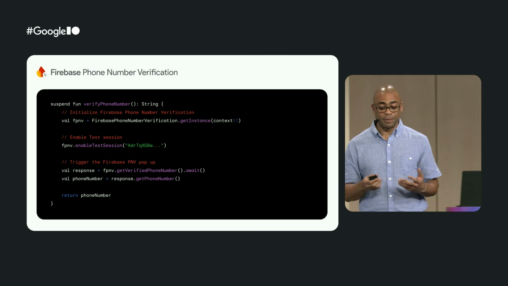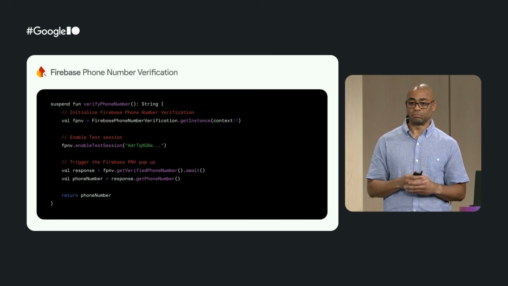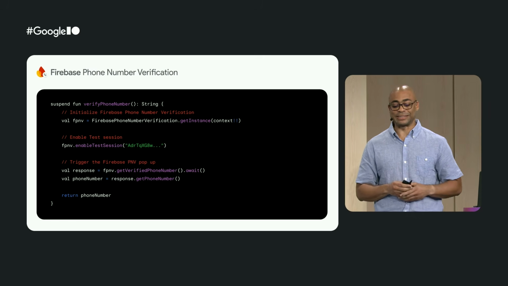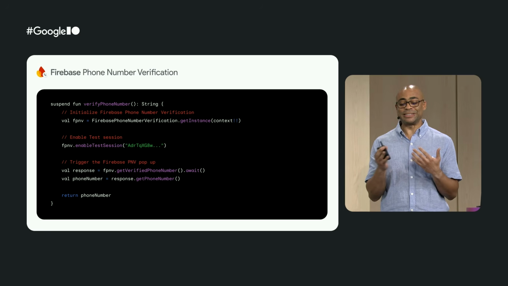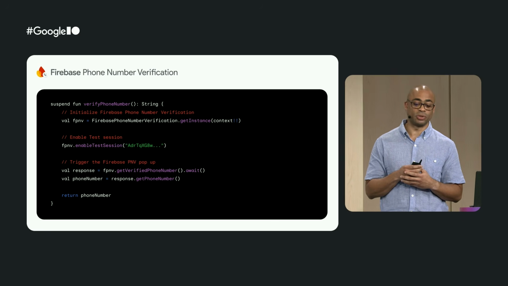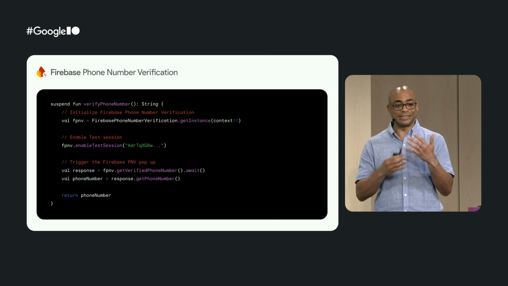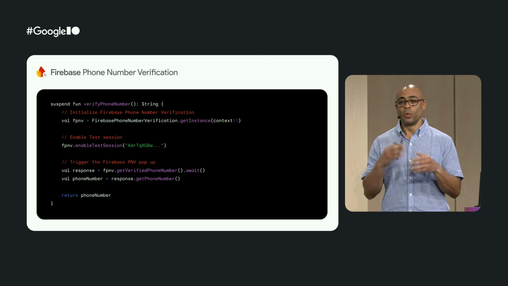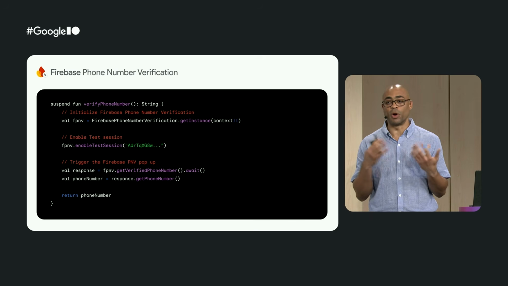Verifying your phone number only takes a few lines of code. Note the enable test session with the test token from the Firebase console. It allows you to test this flow, like I just did, without actually using a real SIM or a real phone number.